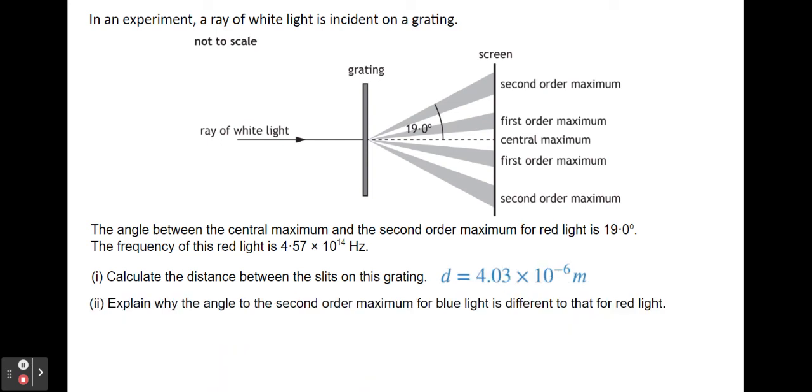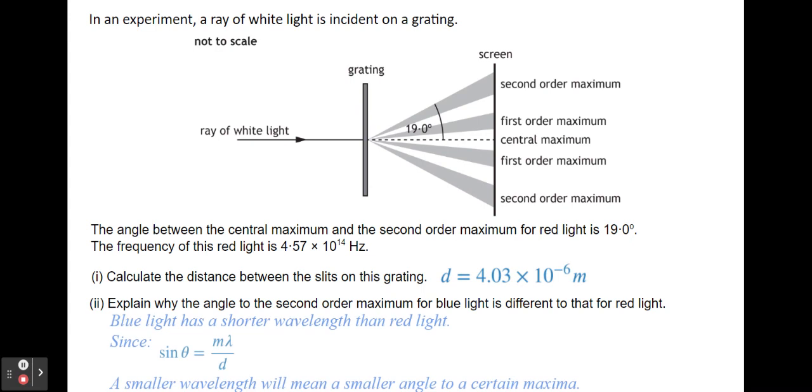Now, part 2, it says, explain why the angle to the second order maximum for blue light is different to that for red light. Well, we just explained that because the wavelength of blue light is different to that of red light. In fact, blue light has a shorter wavelength than that of red light. And if we rearrange our diffraction grating formula, we get sine theta, the angle, equals m lambda over d, so a smaller wavelength, a smaller value of lambda, will mean a smaller angle to a certain maximum.